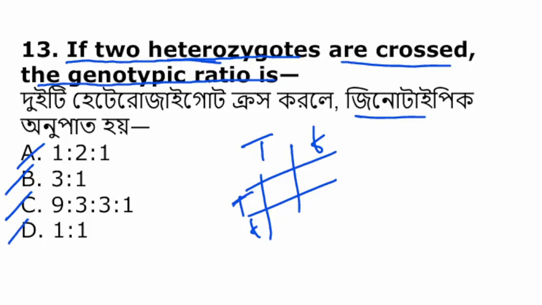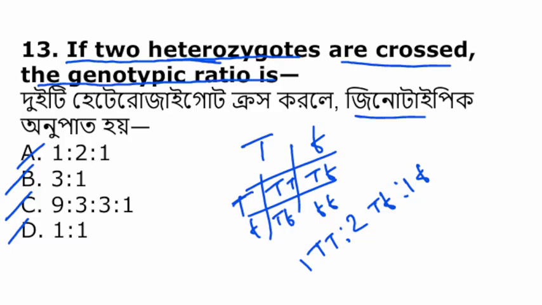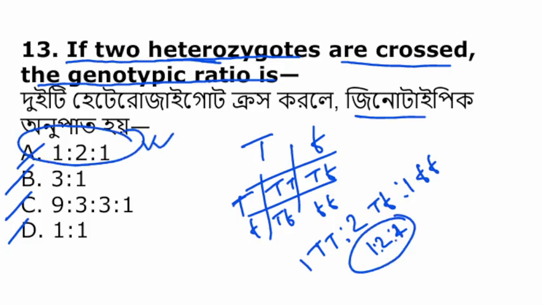9:3:1 or 1:1. আমরা যদি দেখি ক্যাপিটাল টি ক্যাপিটাল টি, ক্যাপিটাল টি স্মল টি, ক্যাপিটাল টি স্মল টি, স্মল টি স্মল টি, তার মধ্যে থেকে একটা হবে আমাদের হোমোজাইগাস টল, দুইটা পাবো আমরা ক্যাপিটাল টি স্মল টি আর একটা পাবো আমরা স্মল টি স্মল টি। So the ratio will be 1:2:1. So the correct answer is A, 1:2:1.